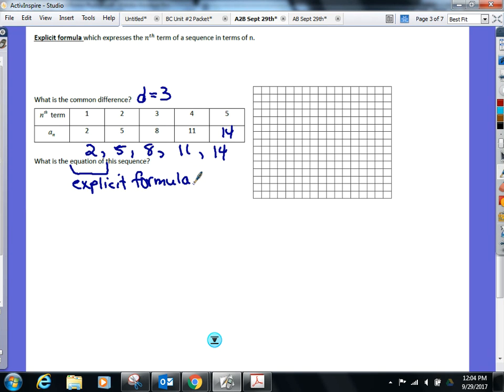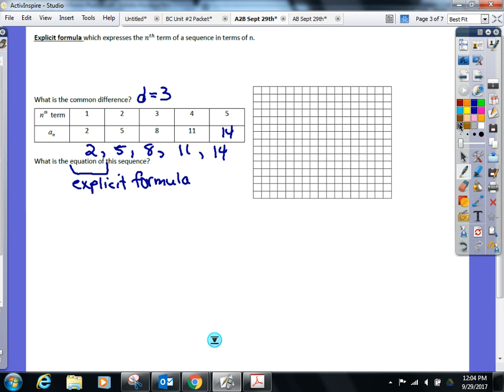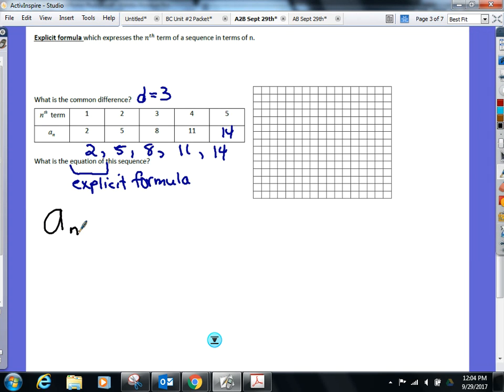That's what an explicit formula is. It's an equation that represents your sequence. Here's what the general form is going to look like. A subscript n, we've seen that, equals A subscript 1, meaning first term, plus n minus 1 in parentheses times lowercase d, which we just found out represents my common difference.